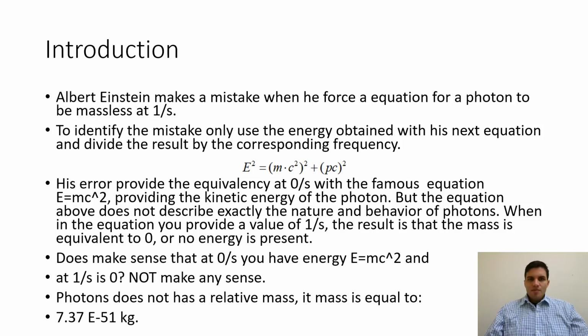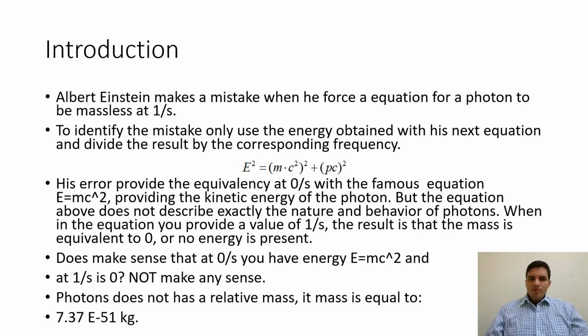Albert Einstein makes a mistake when he forced an equation for a photon to be massless at 1 cycle per second. To identify the mistake, use the energy obtained with his equation and divide the result by the corresponding frequency. This error makes the equation equivalent at zero frequency to the famous equation E equals mc squared, providing the kinetic energy of the photon.